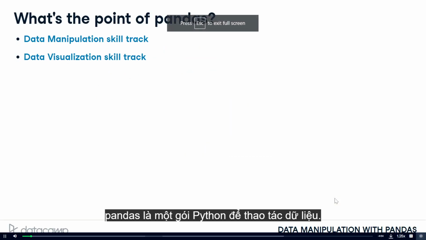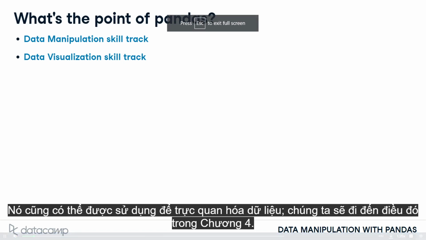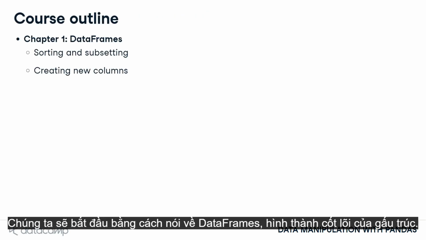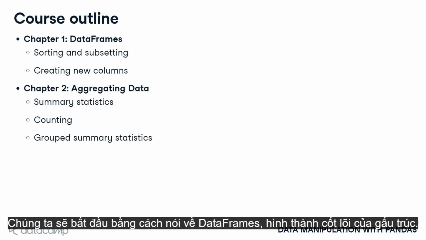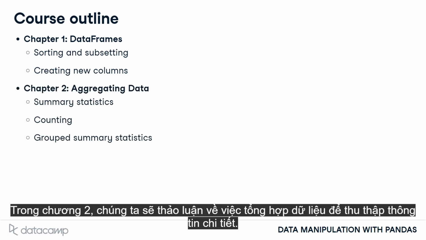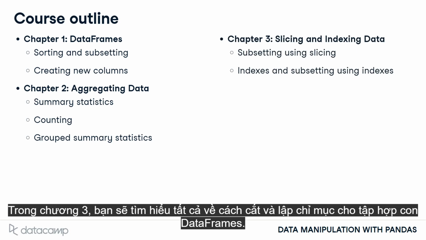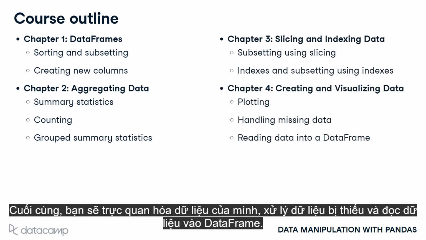Pandas is a Python package for data manipulation. It can also be used for data visualization. We'll get to that in Chapter 4. We'll start by talking about DataFrames, which form the core of pandas. In Chapter 2, we'll discuss aggregating data to gather insights. In Chapter 3, you'll learn all about slicing and indexing to subset data frames. Finally, you'll visualize your data, deal with missing data, and read data into a data frame.